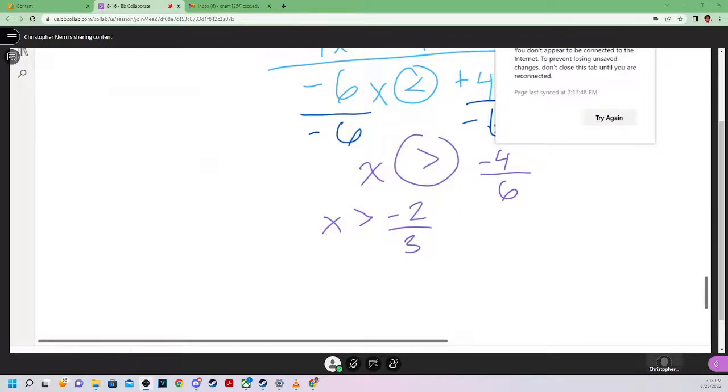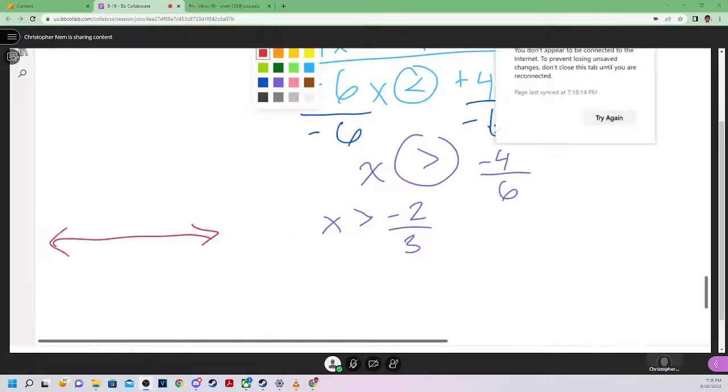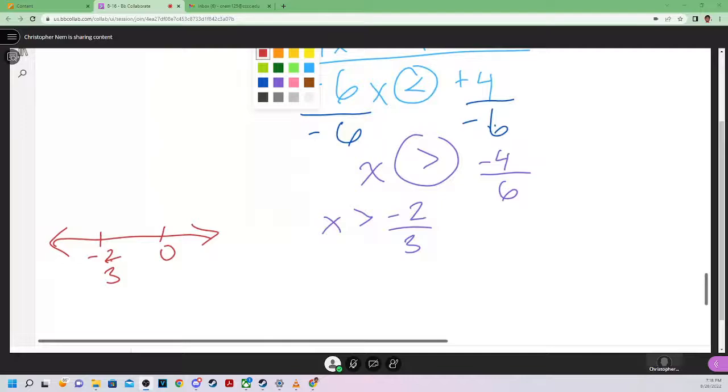Boom. How do you draw this on a number line? This is just a visual. I recommend drawing a visual before you do your solutions. So this is what we have. However, I will require you guys to write your solution in interval notation or set builder notation. So before you even do that, I'd recommend you draw your graph, your one-dimensional line, your number line. Boom. And then you have negative 2/3 over here. You have 0. But you do not want to include negative 2/3.